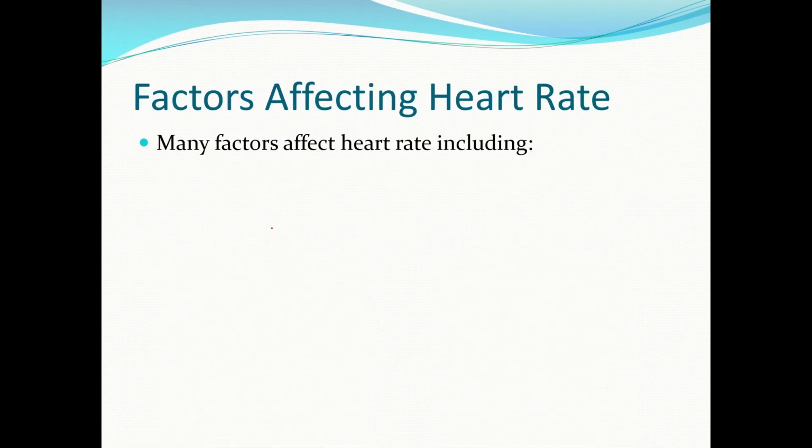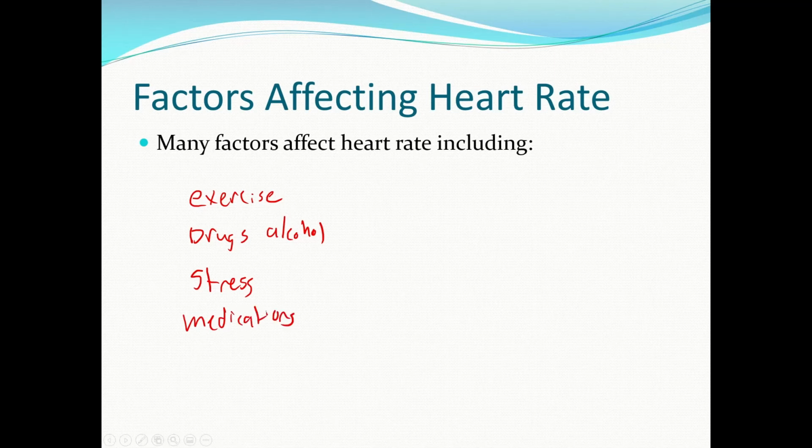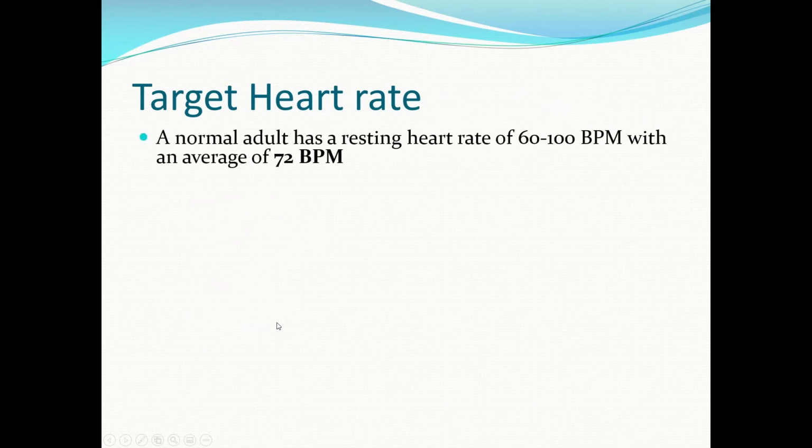Factors affecting heart rate: exercise, drugs, alcohol, stress, medications. All these things can affect your heart rate. The normal adult has a resting heart rate between 60 and 100 with an average of 72. This is a number that the diploma uses and you have to memorize. So 72 beats per minute is what we're going to use. That's just the average.